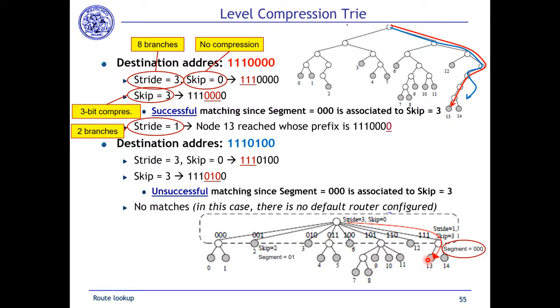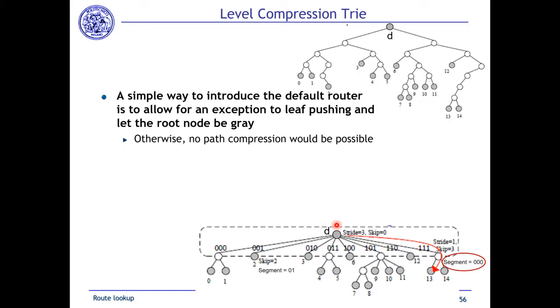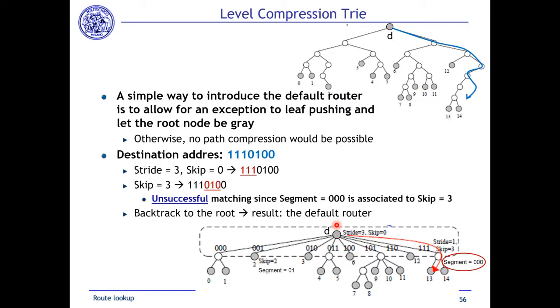Okay. Here the default route is not configured because the root is white. If you want to have in any case a positive matching, you can configure the root node, and turn it into a gray node. And so in this case, you can say that if you have a successful matching and you have to backtrack to the root, then you find the solution. Okay.